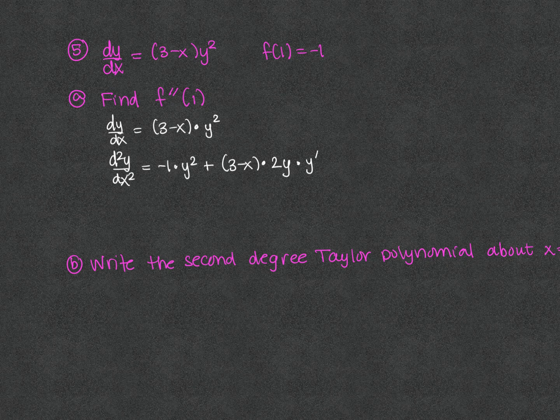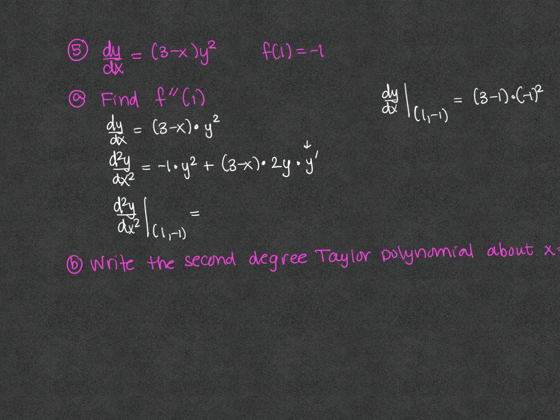Now they want us to find the value of this at 1, negative 1. But notice I need to know the value of y prime. So I'm going to go ahead and evaluate that first. So dy/dx at that point 1, negative 1 is equal to 3 minus 1 times negative 1 squared, or 2.